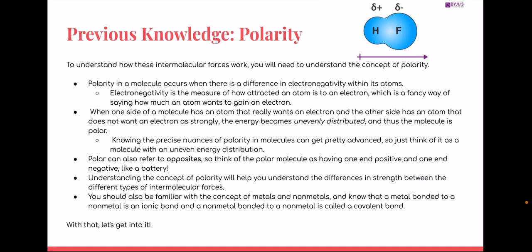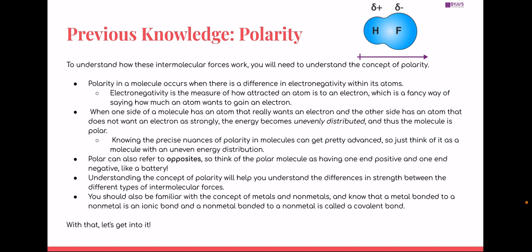Now, just to clarify, knowing the precise nuances of polarity in molecules can be pretty advanced, so just think of it as a molecule with an uneven energy distribution in a permanent dipole bond. Polar can also refer to opposites, so think of the polar molecule as having one end positive and one end negative, similar to a battery. Understanding the concept of polarity will help you understand the differences in strength between the different types of intermolecular forces. You should also be familiar with the concept of metals and nonmetals, and just know that a metal bonded to a nonmetal is an ionic bond, and a nonmetal bonded to a nonmetal is a covalent bond.